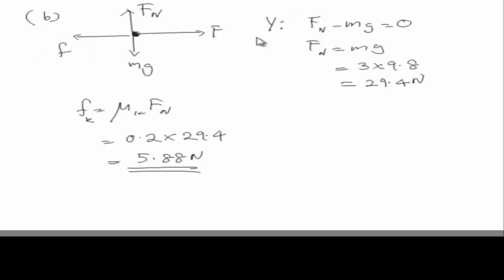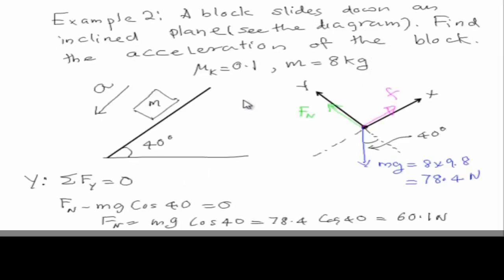So in the y direction, Fn minus mg equals 0. So Fn equals mg. That's 3 times 9.8, so 29.4 newtons. Now we know that the friction force Fk is equal to mu k times Fn. So that's 0.2 times 29.4, which is 5.88 newtons.